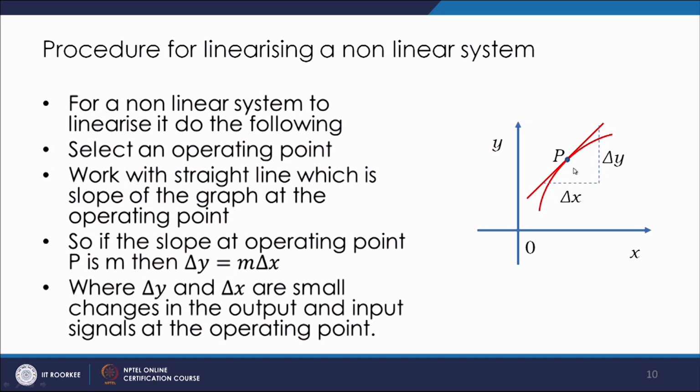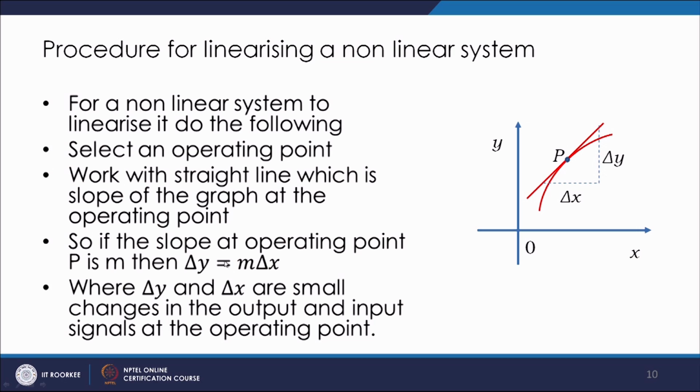So, I draw a tangent at this operating point P, and then I work with this tangent, or this straight line, which is the slope of the graph at this operating point. Say if this segment is of length delta y and this segment is delta x, then I can always write delta y is equal to m delta x, which comes from the definition of the slope, that is tan theta, delta y by delta x, which we represent as m.